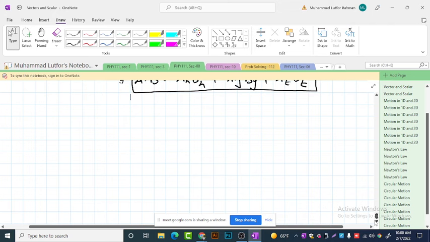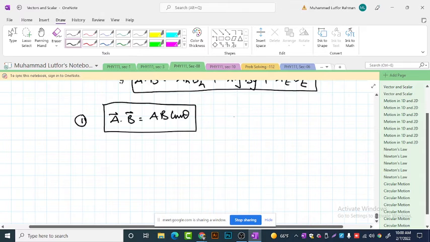This is one way. Another way we can find is a dot b equals ab cosine theta. This one also could be proved, but I don't want to do that, it will take some time. This one is also available online. If you want to find out, you can search how this equation is right. Basically, if you draw this as vector a and this as vector b, and the angle between them is theta, then we can write a dot b as ab cosine theta.